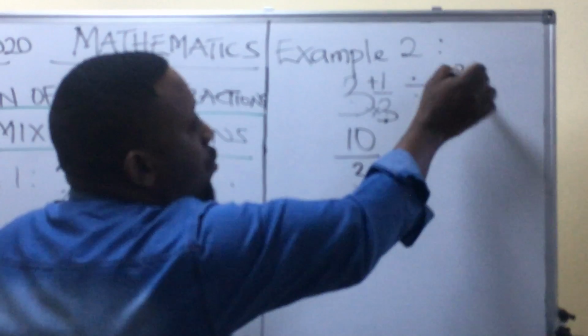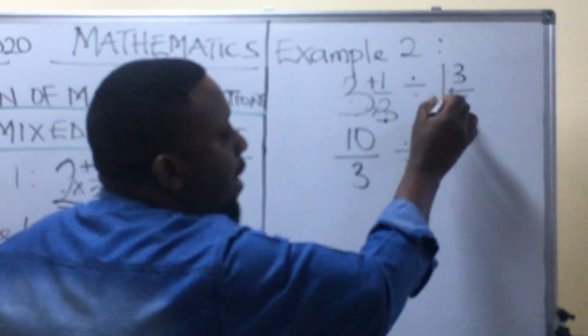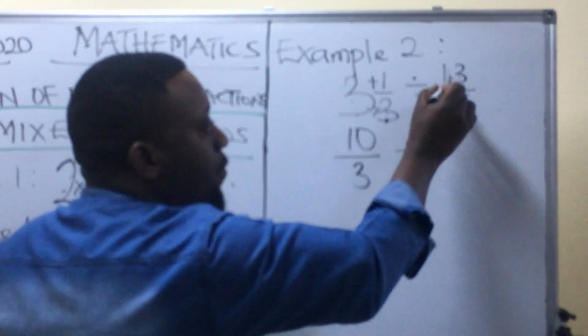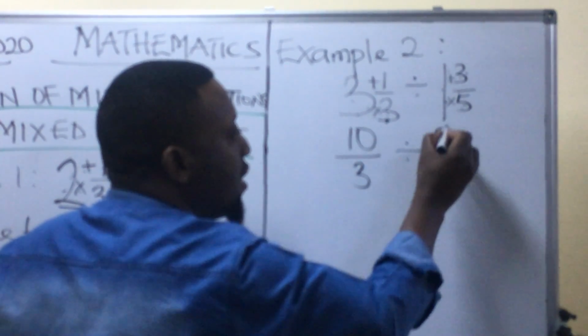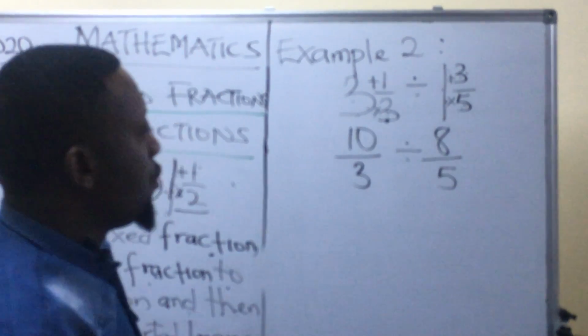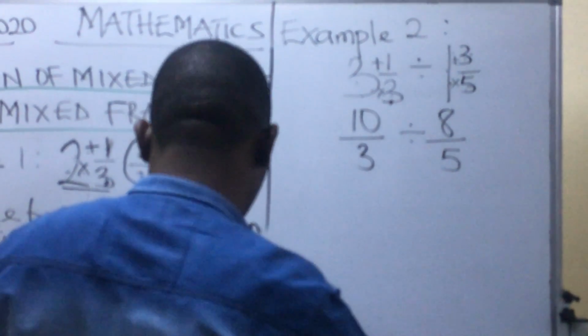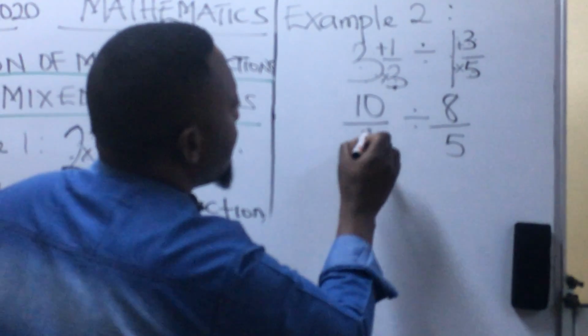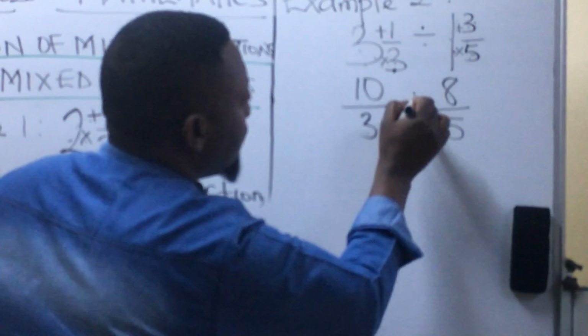Then we convert this also to an improper fraction by saying 5 times 1 plus 3. 5 times 1, 5, plus 3. That is 8 all over 5. You see? 8 over 5. Then what you're going to do is this sign must change.